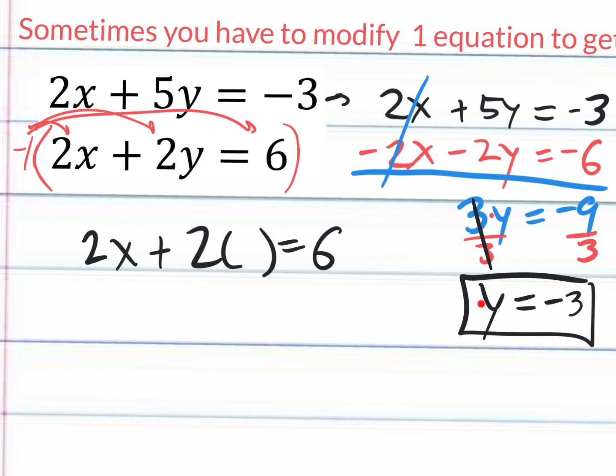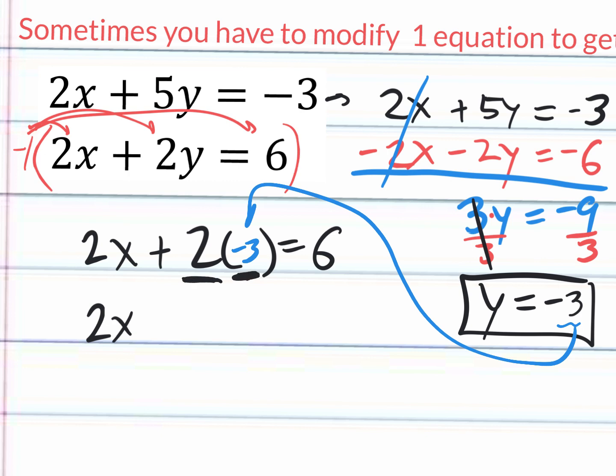Because I already know what y is. Y is -3. So I put parentheses because I want to plug in that -3 right in there. So the -3 is going to go right in there. And here's my new equation. 2x, what's 2 times -3? That's a -6. 2x minus 6 equals 6.